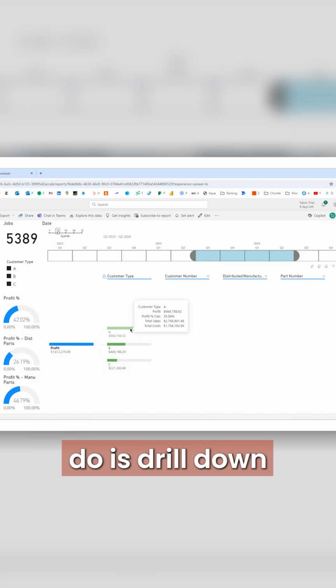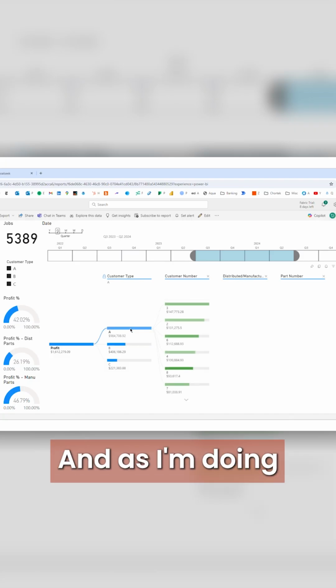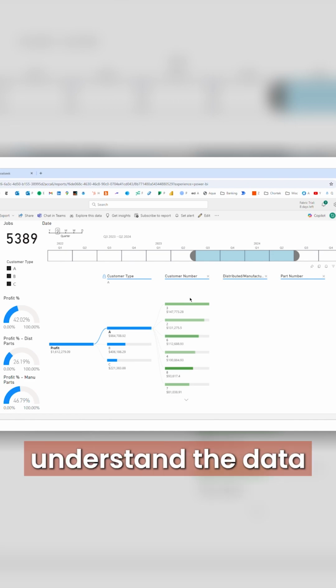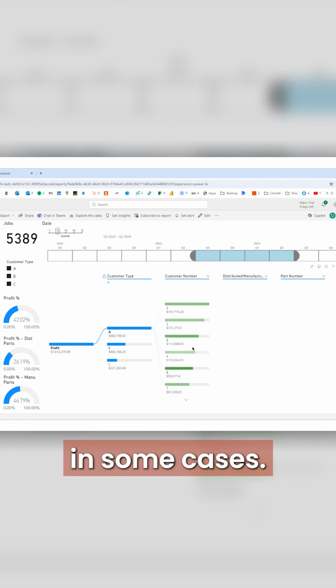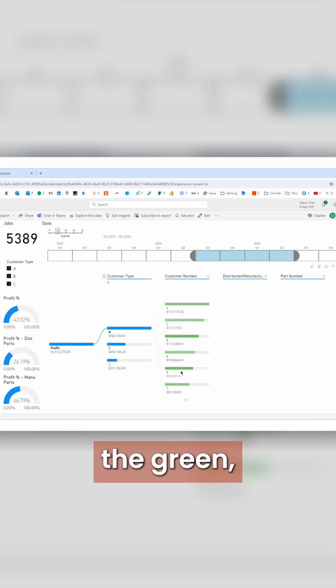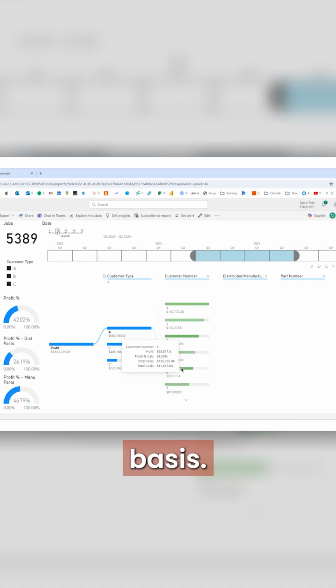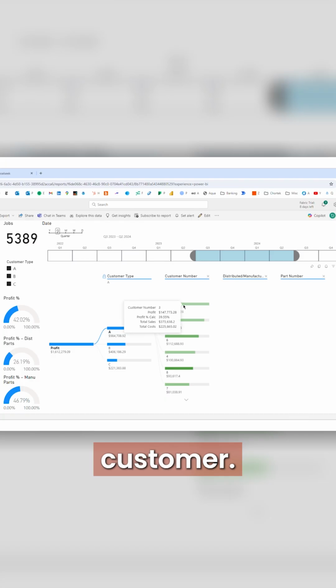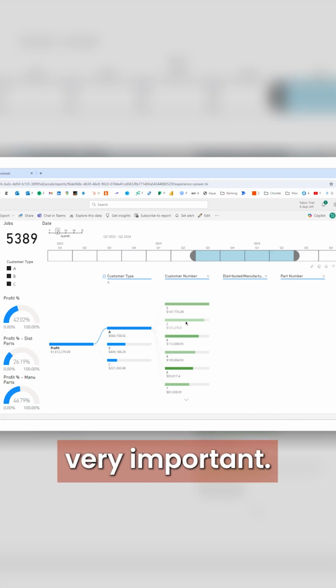What I'm now going to be able to do is drill down into more detail. And as I'm doing so, Power BI is helping me understand the data because it's a little subtle in some cases, but the darker the green, the more profitable on a percentage basis. The lines are showing me total profit for that particular, in this case, customer. But again, this distinction is very, very important.